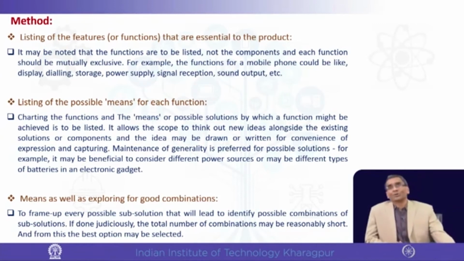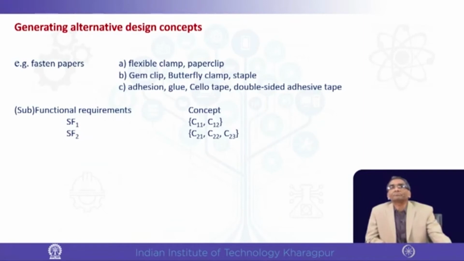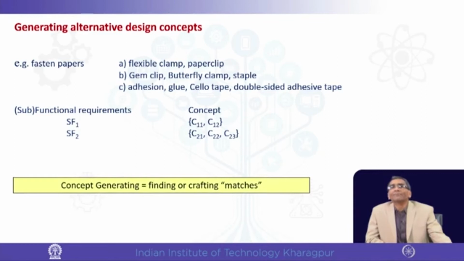Now, we will combine those sub solutions to get the best design. Now, let us see how it goes. Say for example, if we are talking about paper fasteners, what are the different types of fasteners possible? Flexible clamp, paper clip with gem clip, butterfly clamp, staple, that is using a stapler. If we are thinking of adhesion, adhesives, glue, sellotape, double sided adhesive tape.